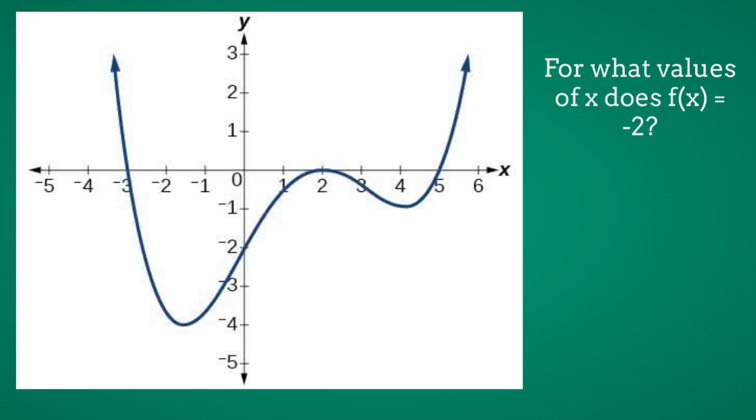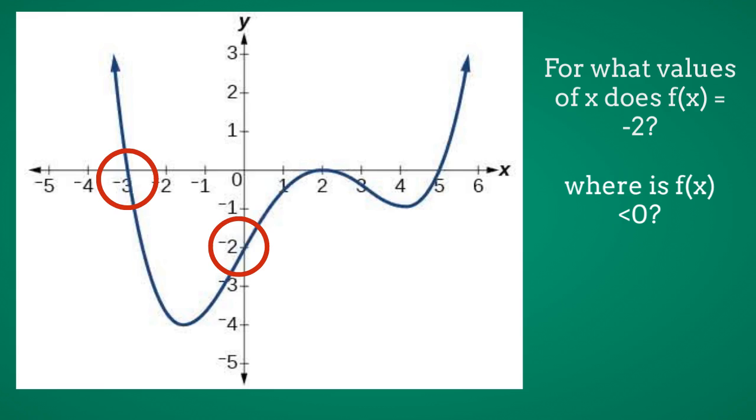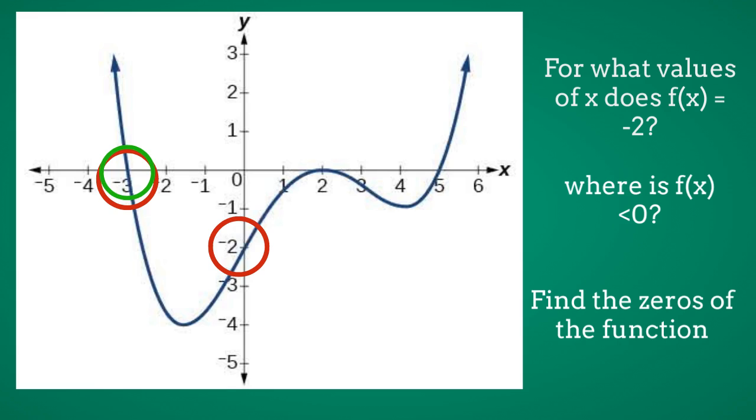For what values of x does f of x equal -2? And you'll see there, it's almost 0. Where is f of x less than 0? And you'll see there at the -3. And then we're going to find the zeros of the function, which means where are the numbers equaling 0 on the x-axis. And there you go. So this section goes a little quickly.